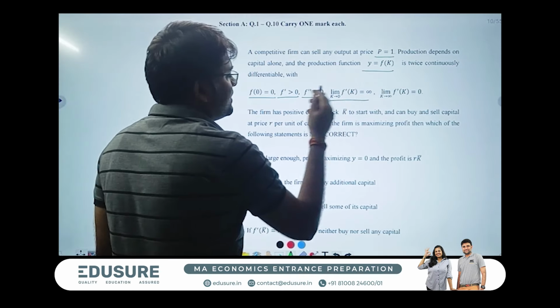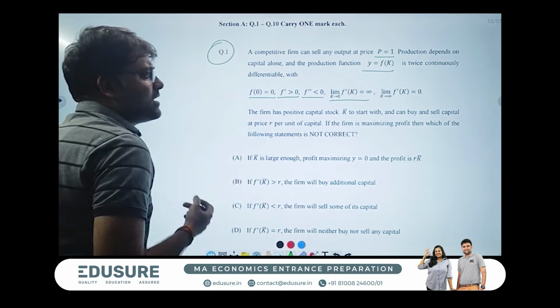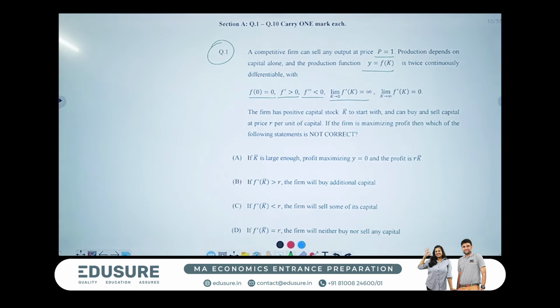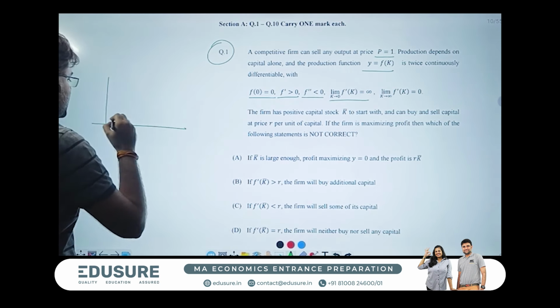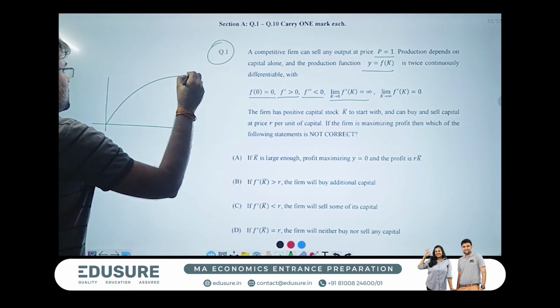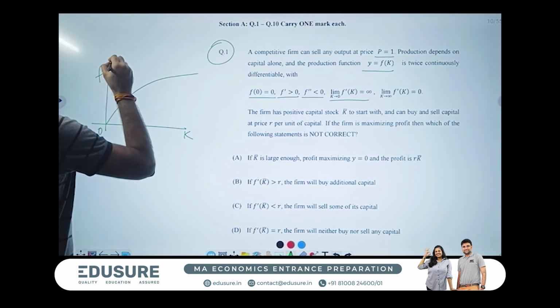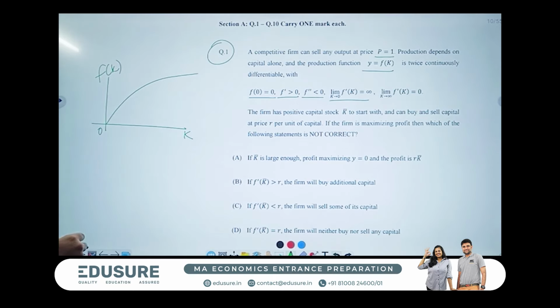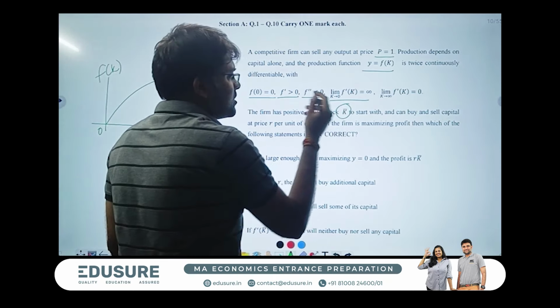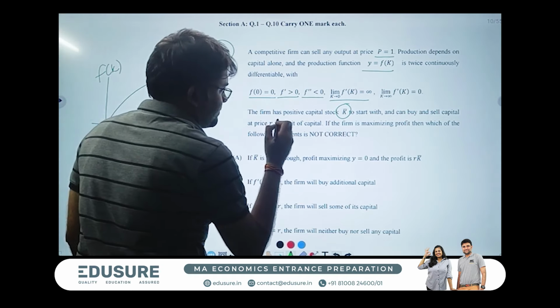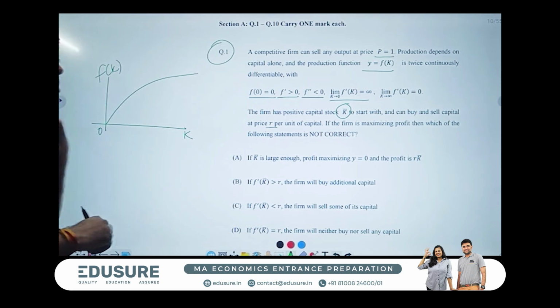Limit K tends to 0, F dash K is infinity, and limit K tends to infinity, F dash is equal to 0. So that basically means that the production function looks something like this. The firm has positive capital stock K bar to start off with and can buy and sell capital at price R per unit of capital. If the firm is maximizing profit, then which of the following statements is not correct?